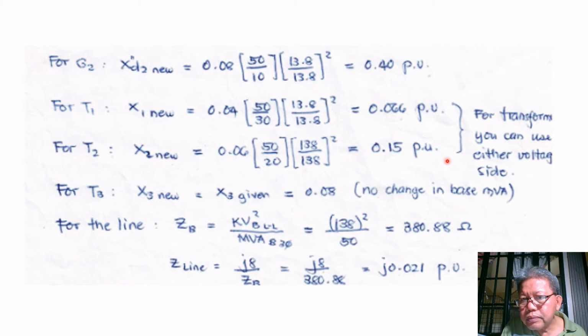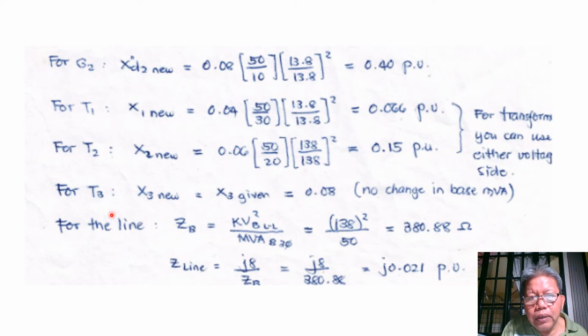So as we see here, for transformers, you can use either voltage side, whether the low voltage side, which is this one for T1, or the high voltage side for T2. It should be the same, no?